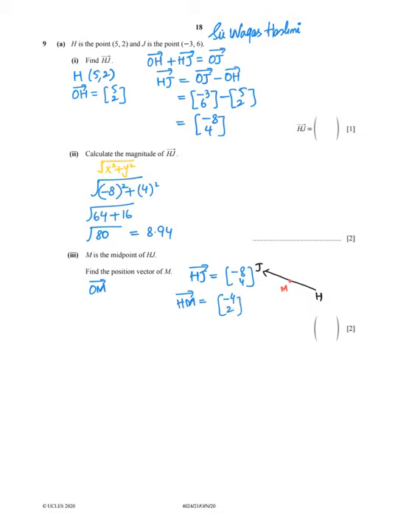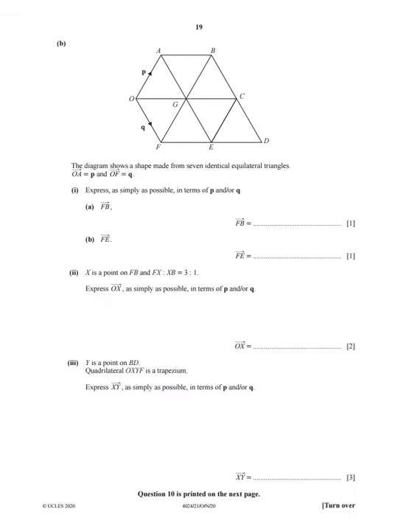So we need to find the vector OM, so I can say that OH plus HM leads to OM, right? That is the path identification. OH is given in the question, it's 5 and 2. HM we found, it's minus 4 and 2. So 5 minus 4 is 1, and 2 plus 2 is equal to 4. That is your position vector of OM, and that is your answer. Alright, that is your part B.